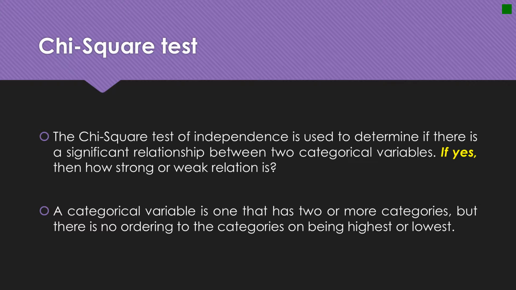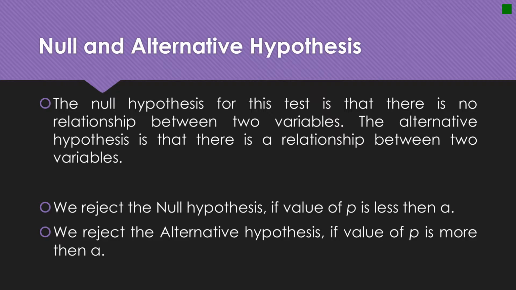All right, so moving on, let's see the null and alternative hypothesis. The null hypothesis for this test is that there is no relation between two variables, and the alternative hypothesis is that there is a relation between two variables. So we reject the null hypothesis if the p-value is less than alpha, and we fail to reject it if the value of p is more than alpha.